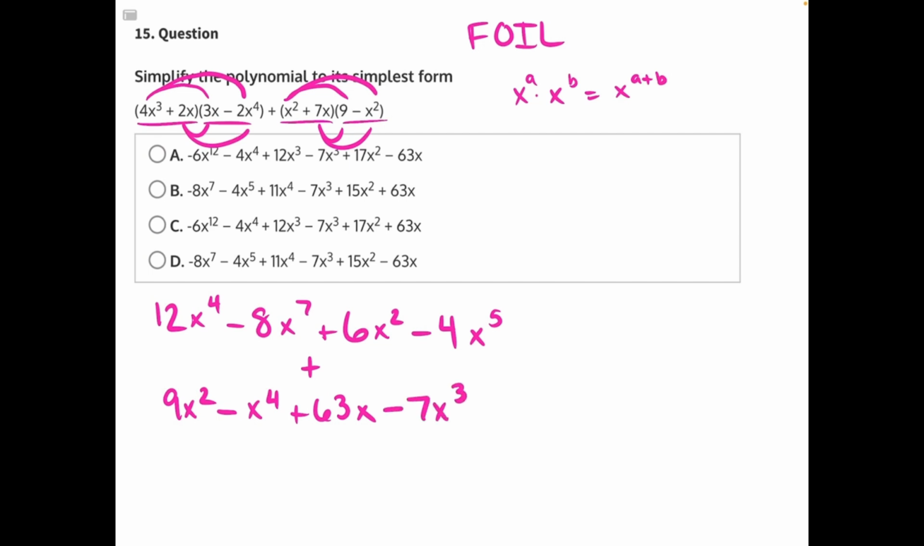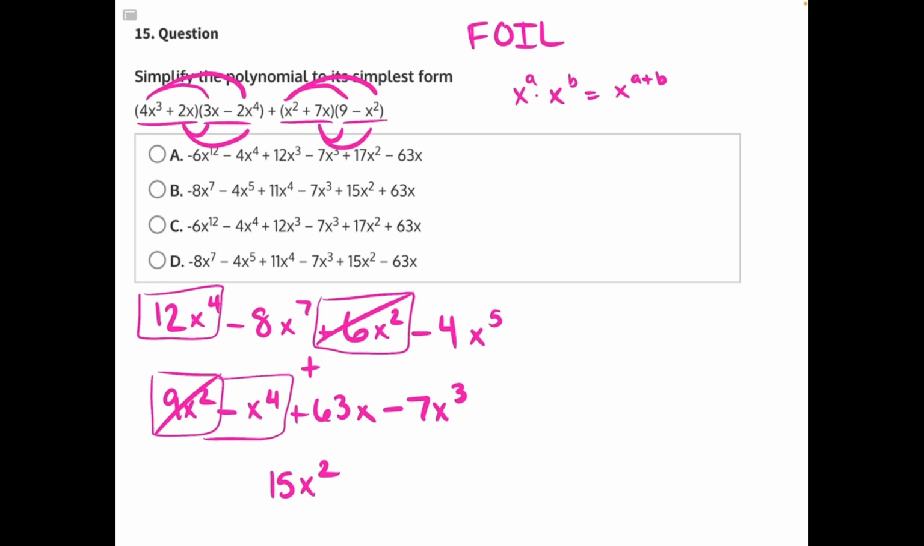So now everything is FOILed out and we can start to combine our like terms. The only like terms we have are in our x squared. Positive 6x squared and 9x squared would give us a 15x squared. And these are gone. The other like terms that we have are the x to the 4s. 12x to the 4 minus x to the 4, or plus a negative x to the 4, would give us a positive 11x to the 4. And now those are gone.